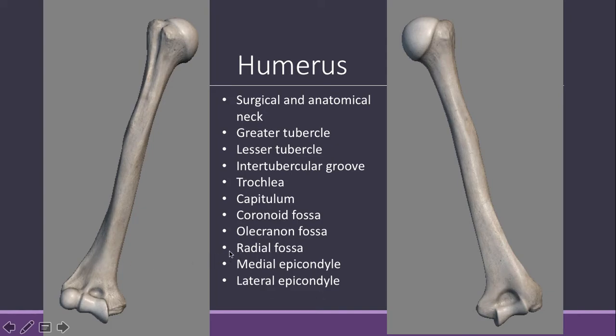The radial fossa is again on the anterior view. It's just next to the coronoid fossa. It's right here where your radius fits in on your elbow joint. The medial epicondyle, which you can actually feel in your elbow, it's that huge bump on the inside right here. It's much more pronounced than the lateral epicondyle is. So if you're trying to distinguish between whether it's a left or right humerus, you can look at the medial epicondyle and we can know that this is a right humerus.